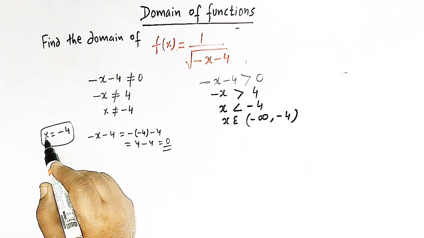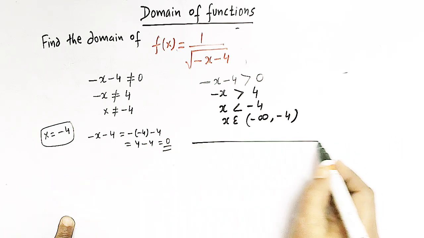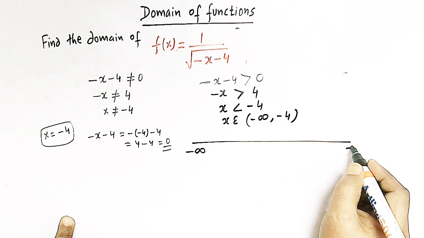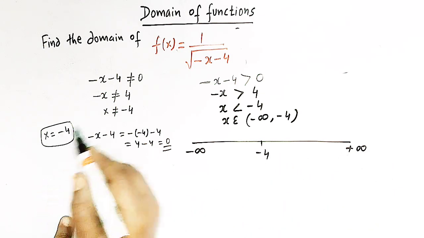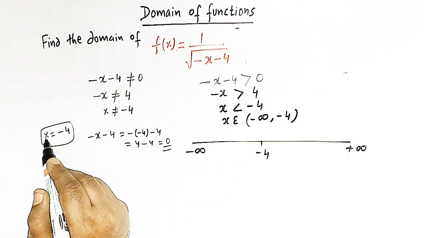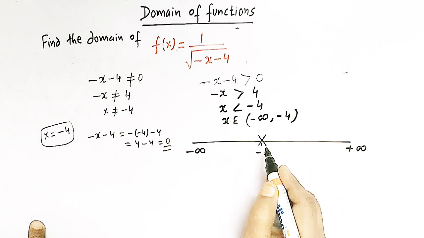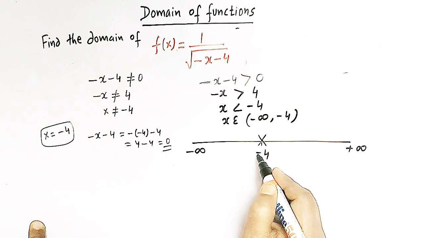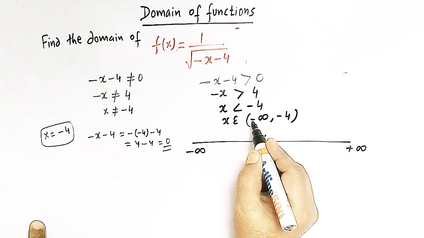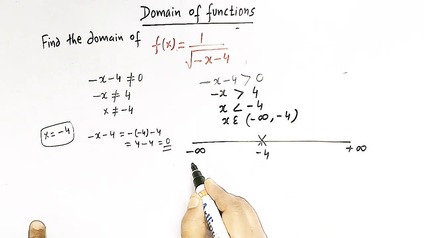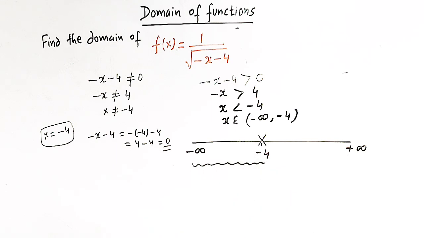So let us now represent this interval and this point, that is minus 4, on the real number line. So here we have minus infinity, here we have plus infinity, and here we have minus 4, right? So as we have just explained that x cannot be equal to minus 4, we have to discard this number, that is x equal to minus 4, from the domain of f of x. And here this interval minus infinity to minus 4 may be represented like this.